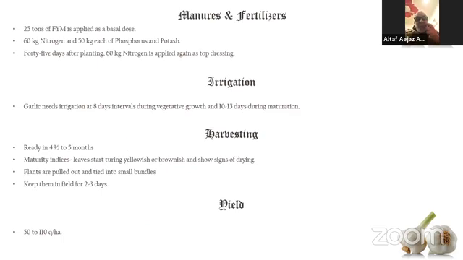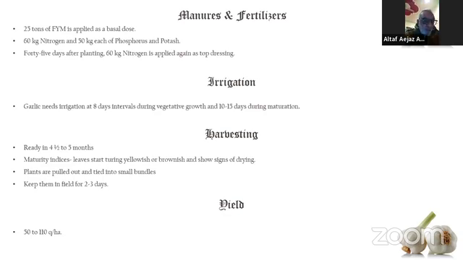What manures and fertilizers are required? It is 25 tons of farmyard manure as a basal dosage, 60 kgs of nitrogen, and 50 kgs each of phosphorus and potash. This is required as a standard package of practice to have the desired results of higher production and productivity. Irrigation is given at 8 days intervals.